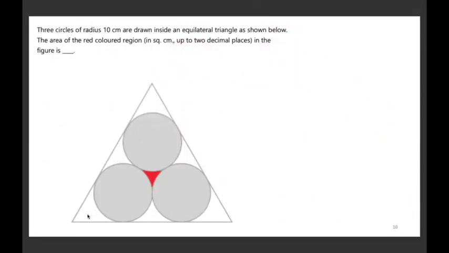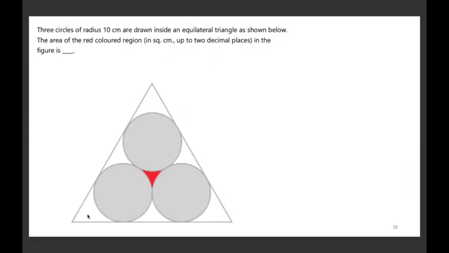3 circles of radius 10 centimeters are drawn inside an equilateral triangle as shown here. Area of the red colored region in the figure is how much? We have to find the area of the red colored region. Okay, you're given here this diagram.